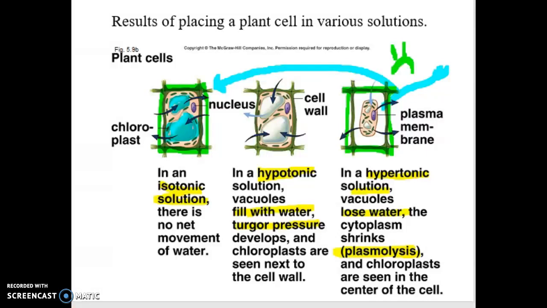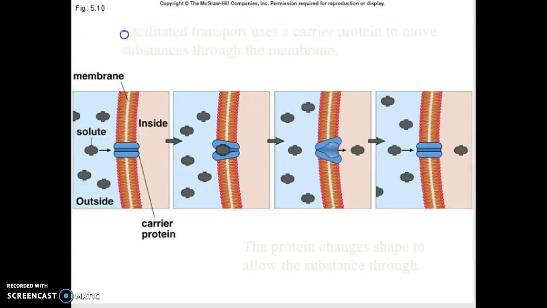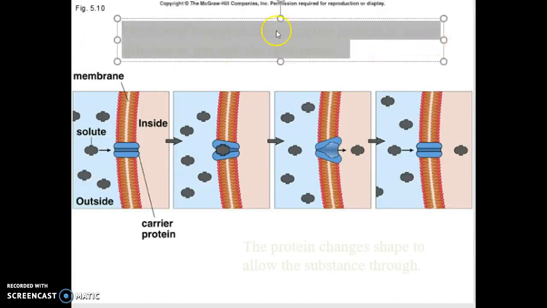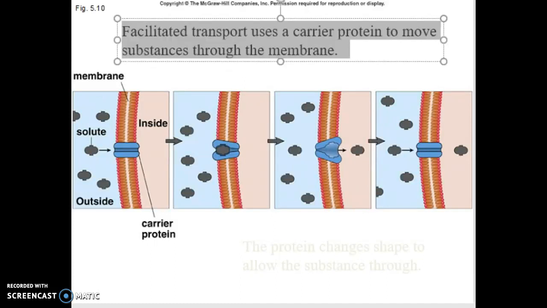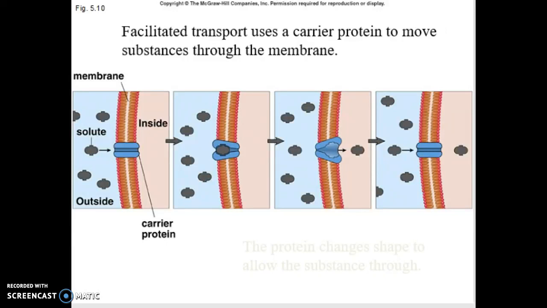So, okay, water's moving during osmosis. The key, again, I can't stress it enough, the key here is your substance is too big to go through the membrane. Your solute is what causes the water to move. Osmosis does not occur if the molecules are small, and diffusion can occur.